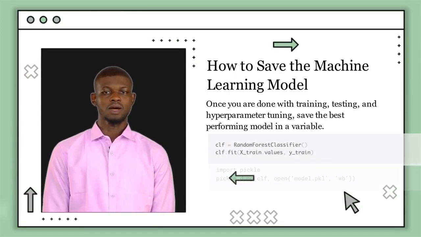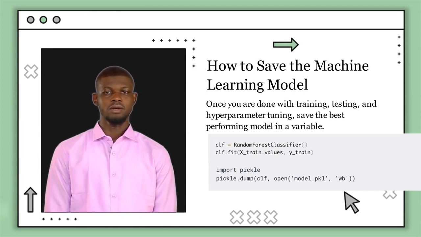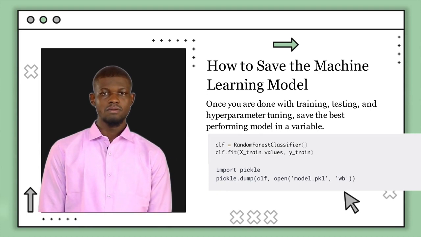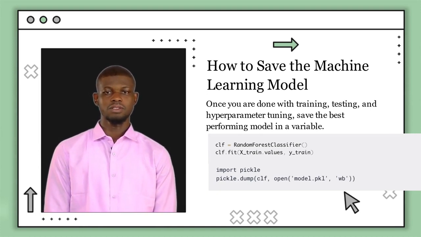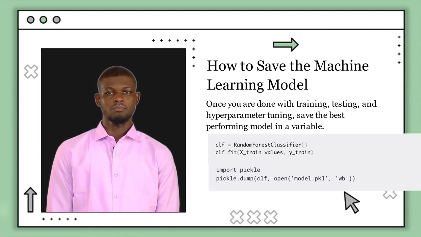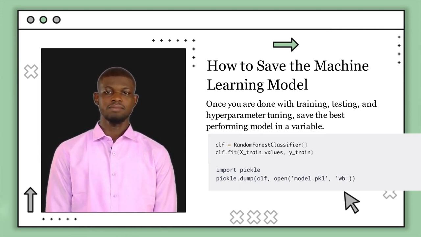How to save the machine learning model? Saving the model is the easiest of all tasks. We will use the Python pickle library to do this. Now clf has my trained random forest classifier model, which is ready to be saved in a file. For this, I will have to import the pickle library and save the clf.